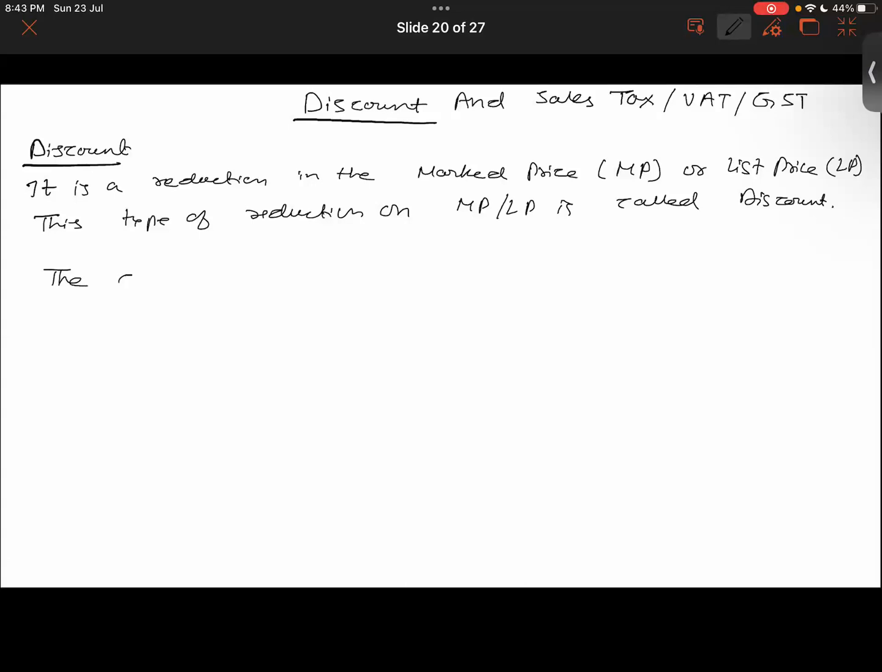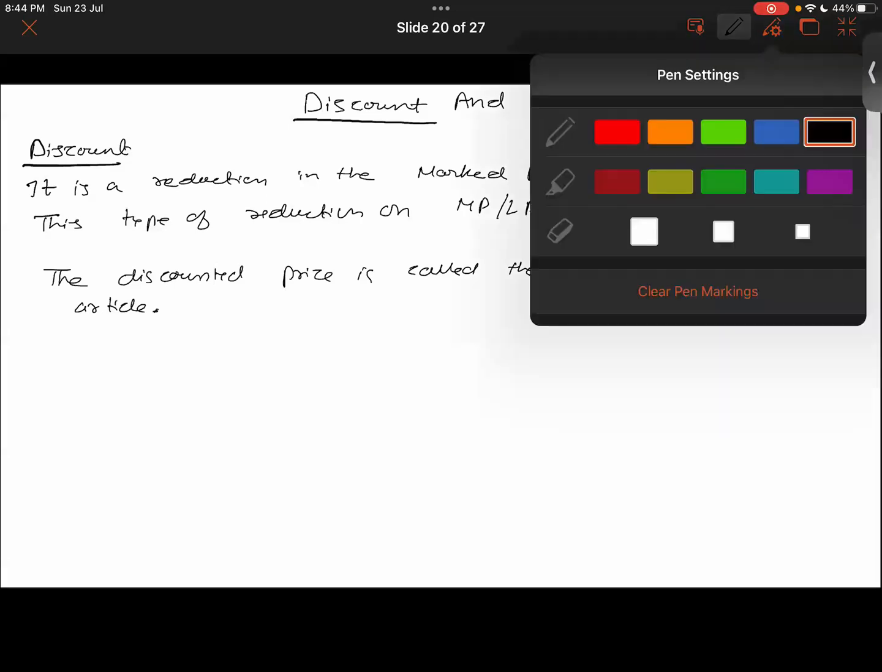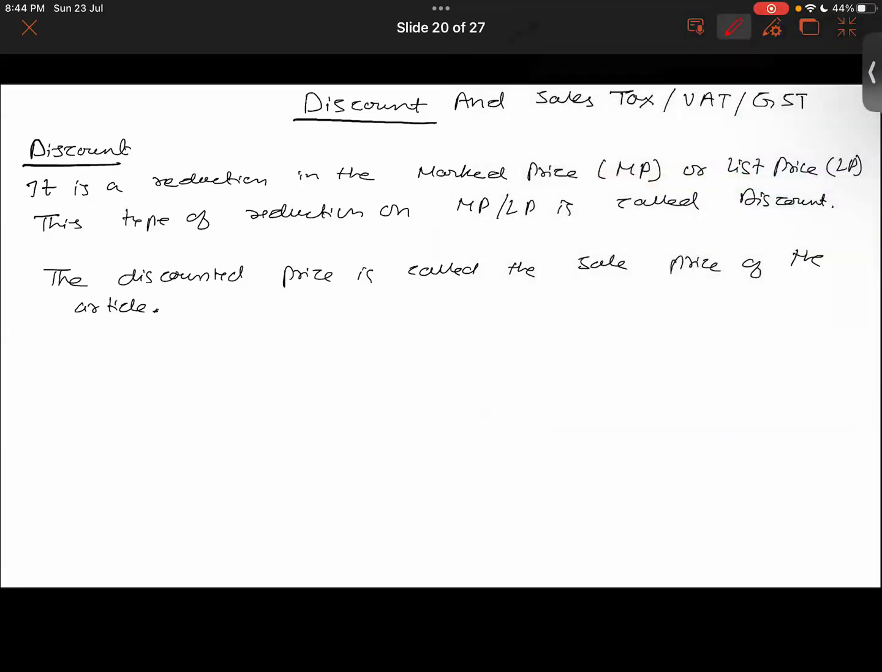Yes, sir. The discounted price is called the sale price of the article. So while solving the questions, you need to have an idea of what is the sale price of discounted products. So discount, how are we going to calculate this one now? Do tell me, what would be the formula?